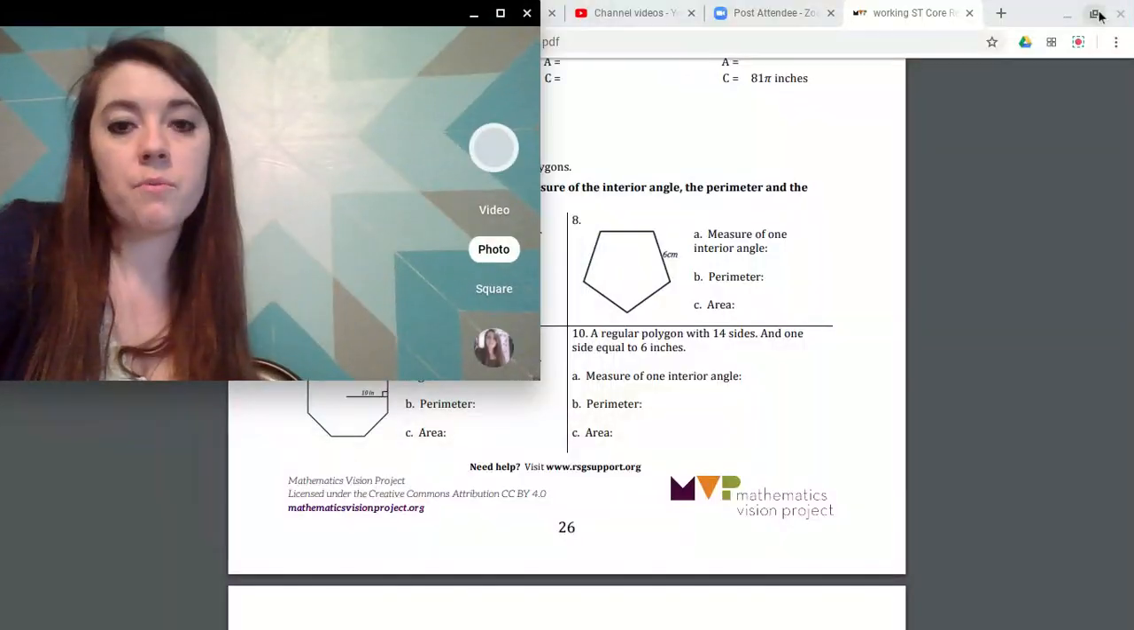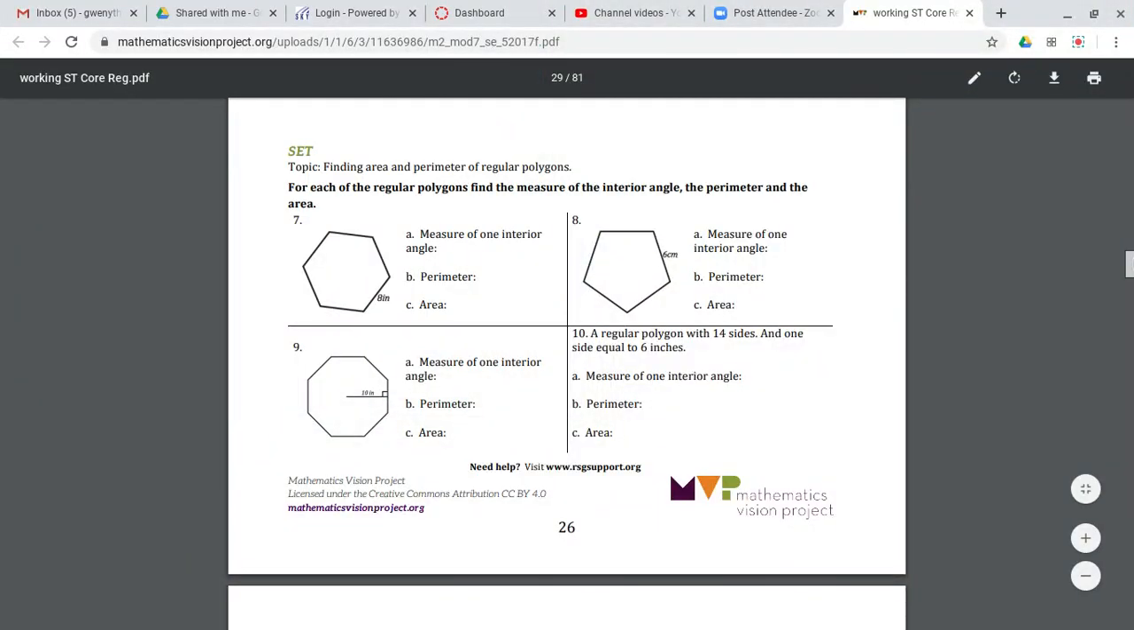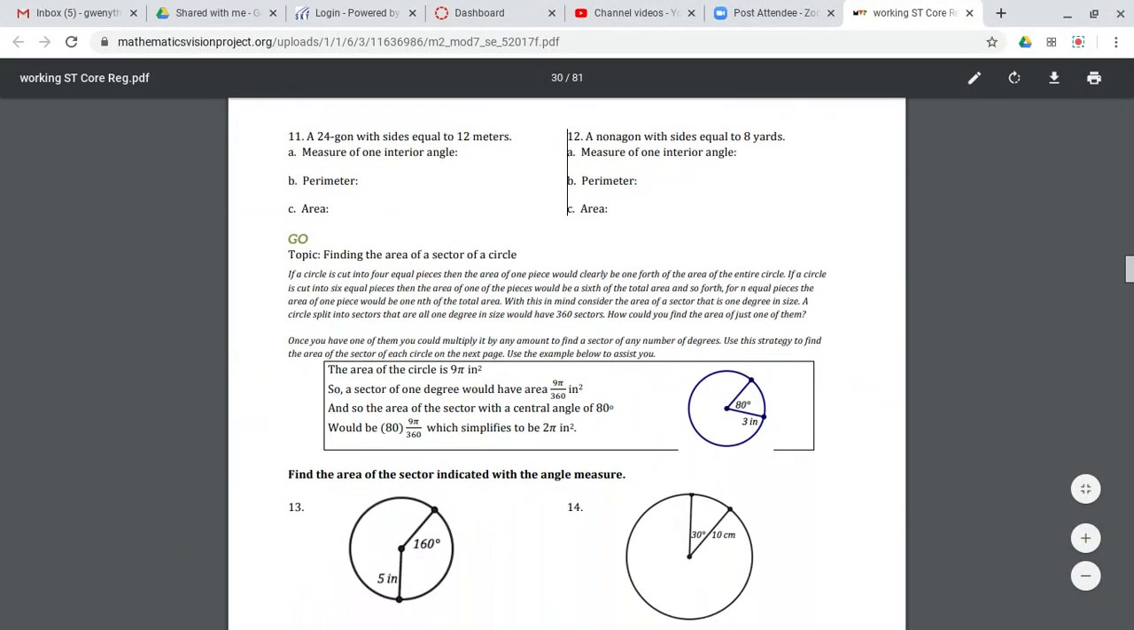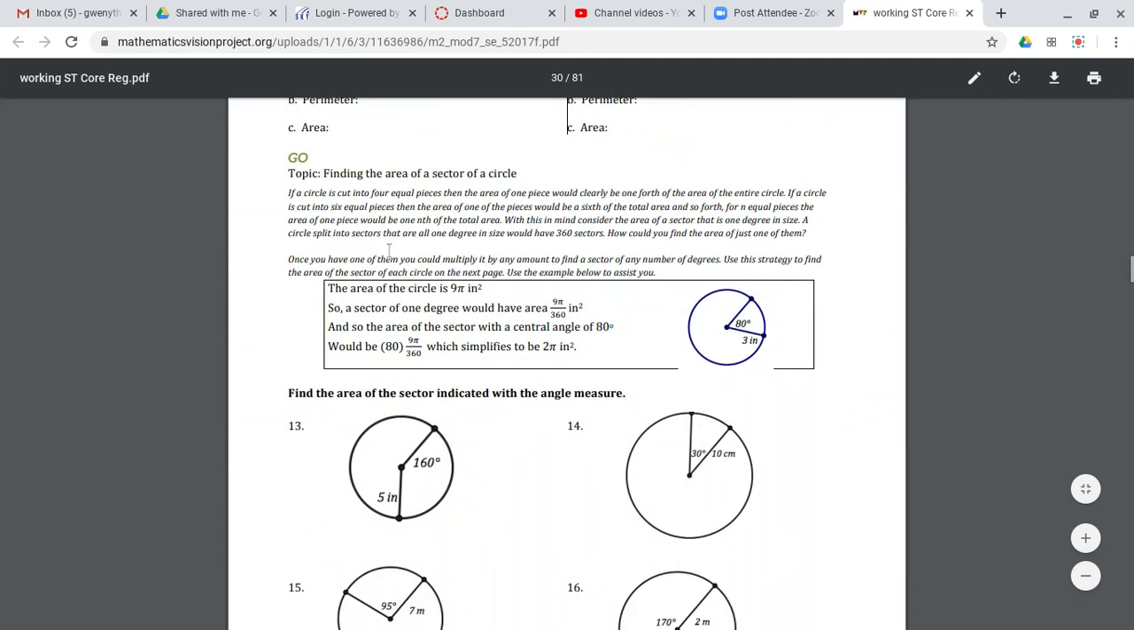All right, so your keyword for this lesson is area. So we were looking at area of regular polygons just now. The next thing we're going to look at is the area of a sector of a circle. So I'm going to show you back on the actual slide or assignment real quick. So finding the area of a sector.